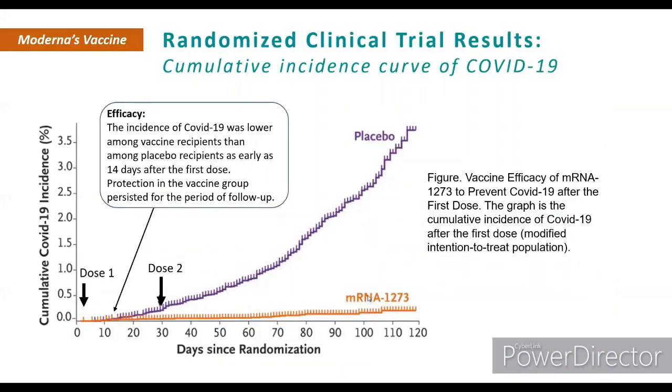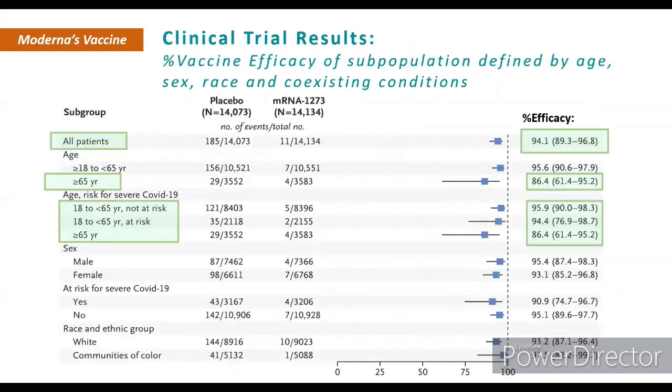Now, let's look at the Moderna vaccine clinical trial results. If we observe the cumulative incidence, the orange curve, you can see that the slope becomes almost flattened from the day 14 after the first dose. This is the chart of percentage efficacy of different subpopulations and with different coexisting conditions for Moderna vaccine. The overall efficacy is 94.1%.